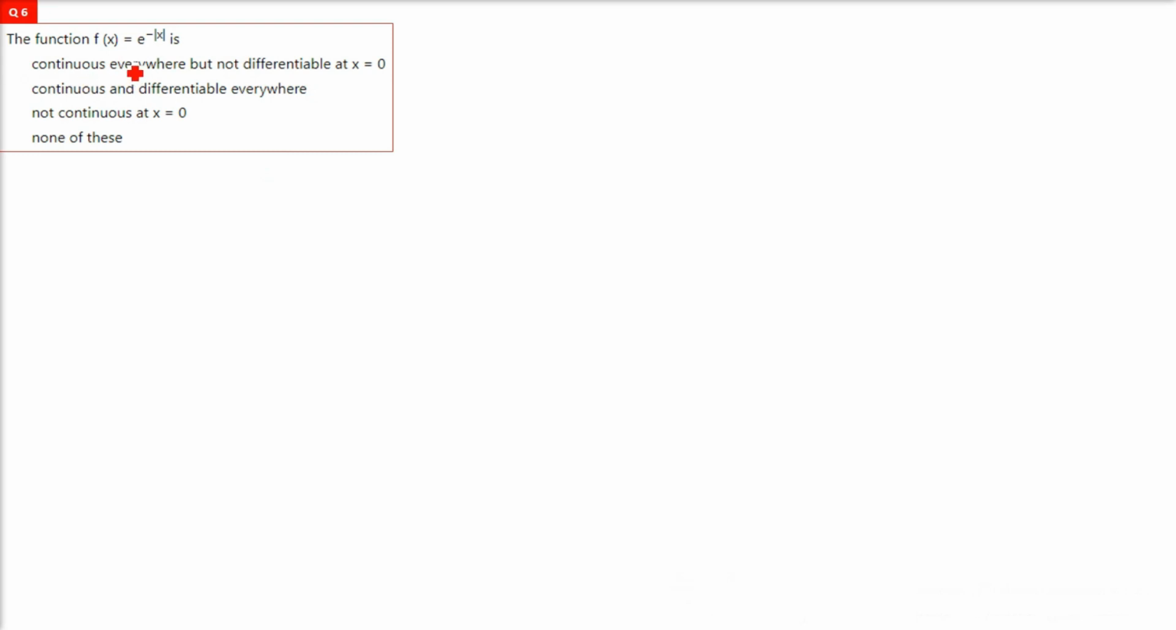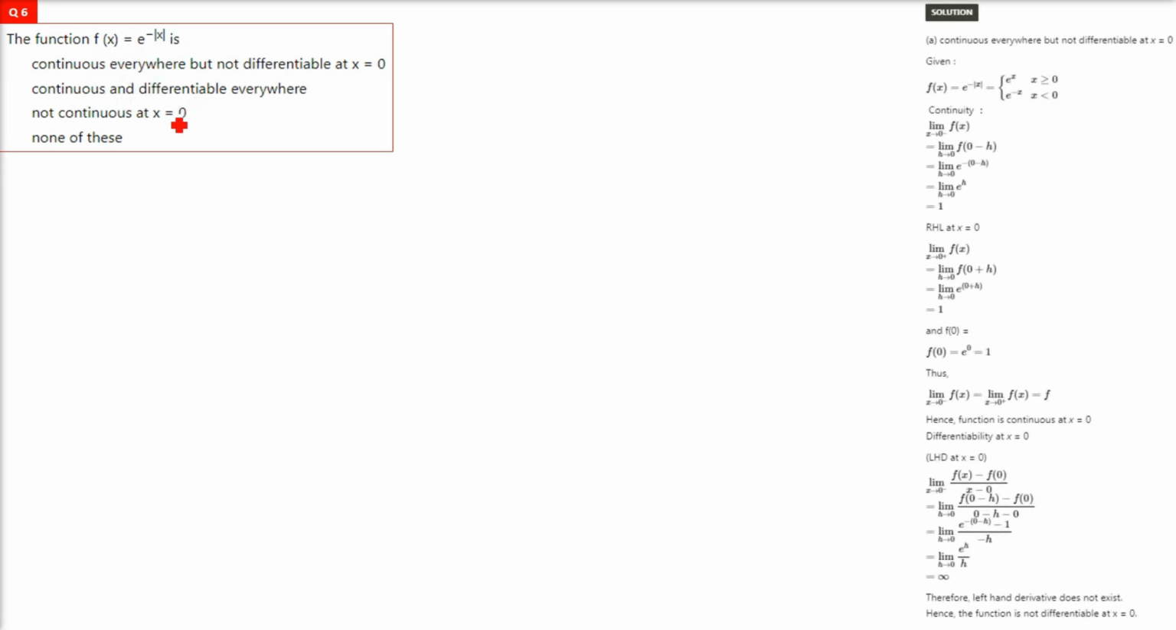The function f(x) is equal to e raised to the power negative modulus x. So there are different options here, and we will try to check the trivial way. We will just first eliminate the modulus, then we'll do the LHL and RHL, then we'll do LHL and RHL for the derivative. That's what we are going to do.